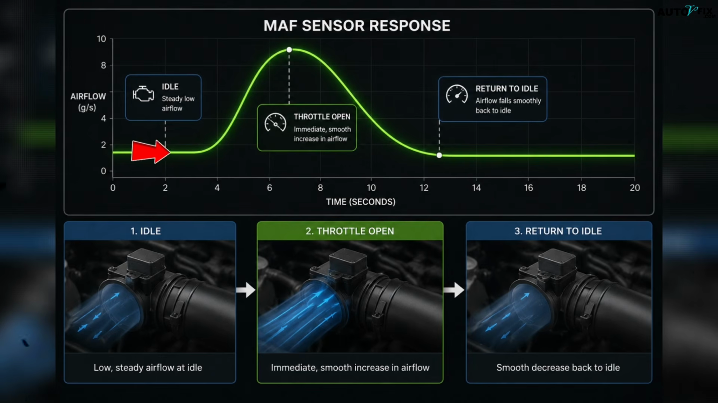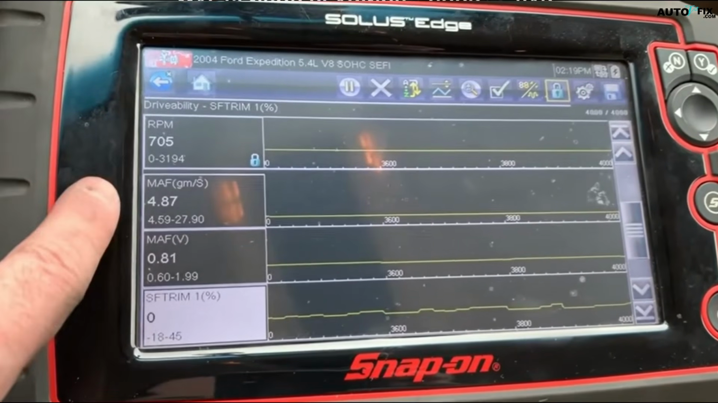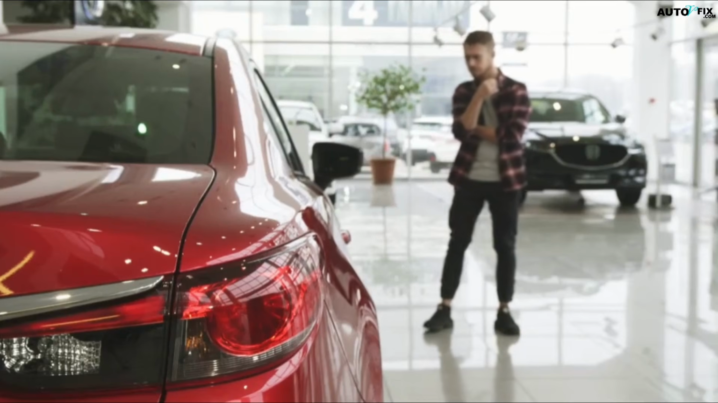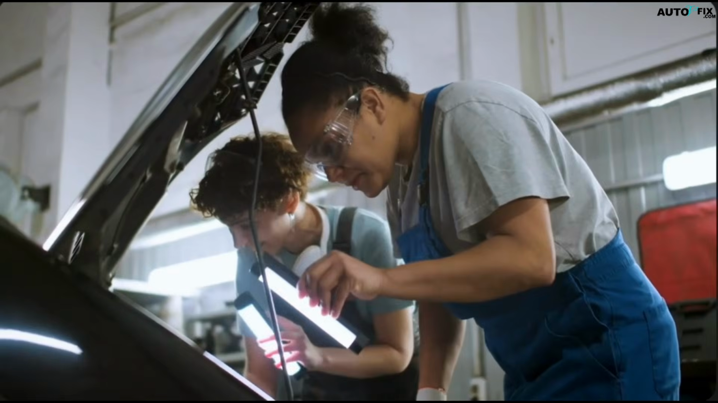A healthy MAF sensor should respond immediately with a smooth increase in airflow before settling back down as the engine returns to idle. If the reading climbs slowly, freezes, or jumps around unpredictably, the sensor may be contaminated or beginning to fail. But here's where many people make another expensive mistake. They stop testing right there and order a replacement sensor.